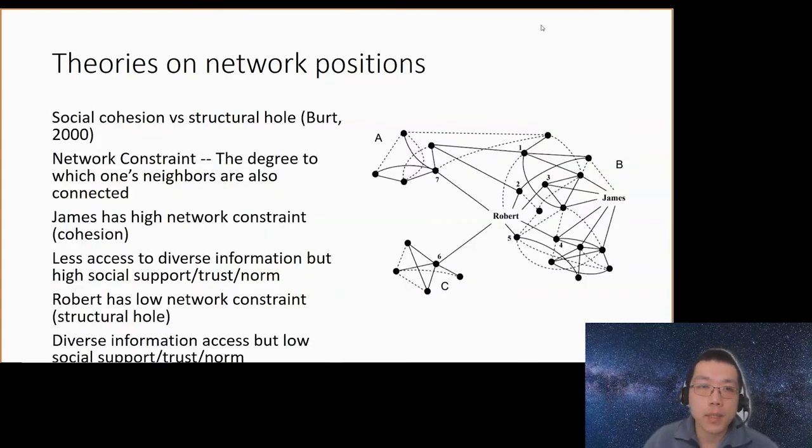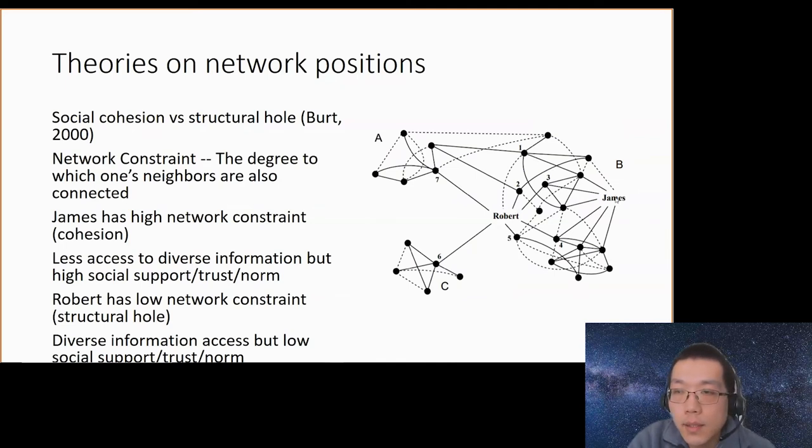In another example, this is a famous theory in social networks, which is called social cohesion versus structural holes. So I have to introduce another concept called network constraint, which represents the degree to which one's network neighbors are also connected. So let's say this is an organization network here, okay? And let's compare two people, Robert and James.